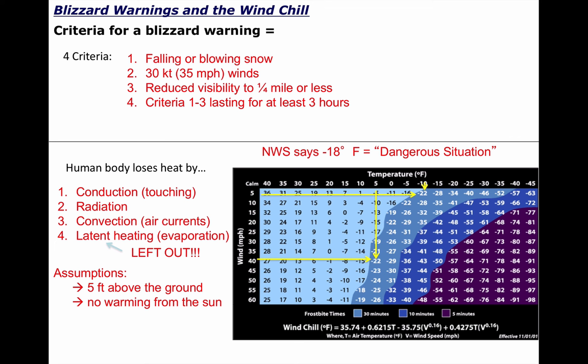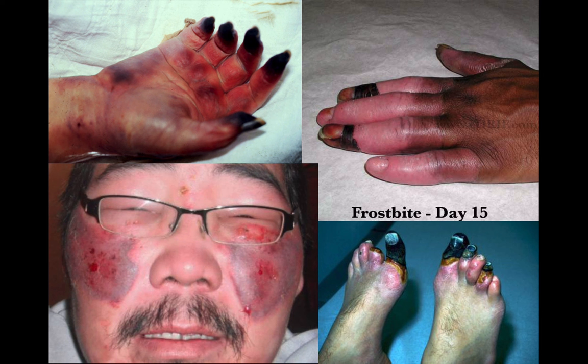The blizzard is a formidable beast, and it kills you with the cold. Don't forget that. When the National Weather Service says it's dangerous below minus 18, your body can lose heat so quickly that you may go into hypothermia and not survive. Never mind, parts of you might freeze. And with that, I think I'll wrap up this lecture on blizzards.